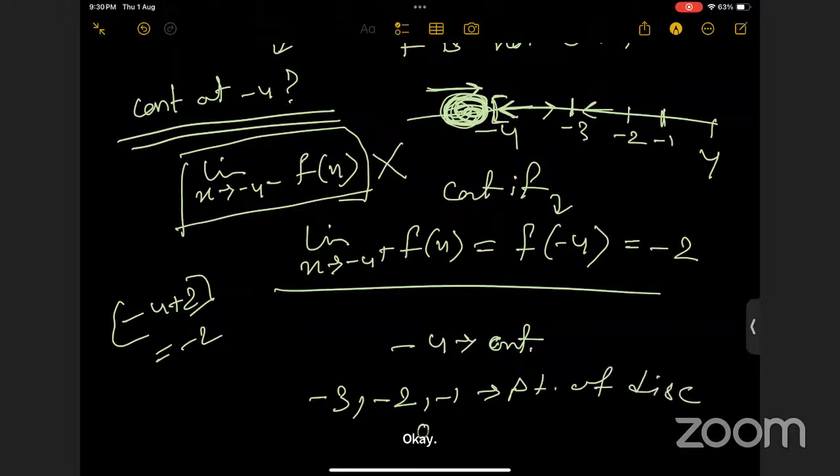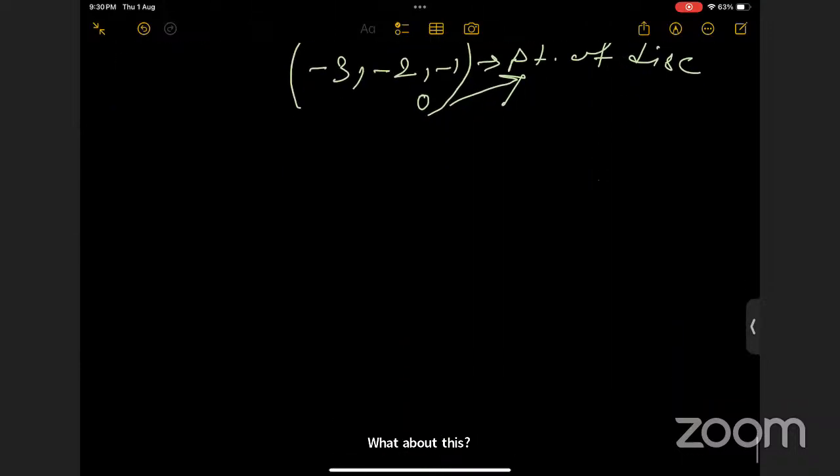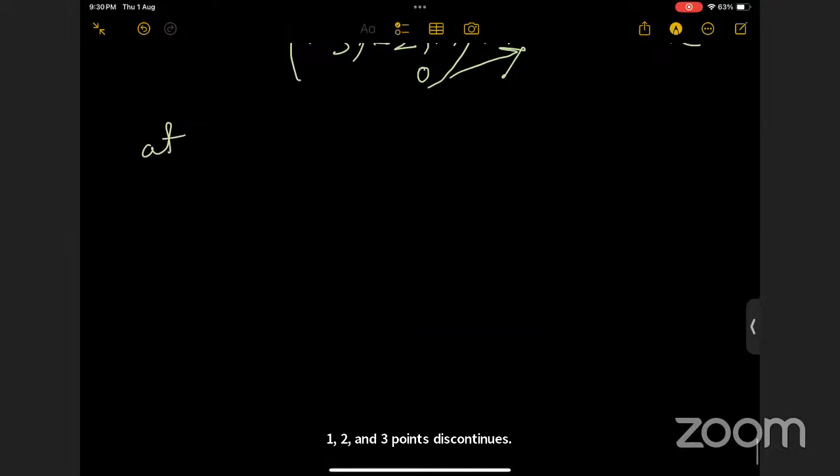Now we already have 0 as again a point of discontinuity, right? So we got 4 points of discontinuity. Now what about this portion from 0 to 4? What about 1, 2, and 3? The points 1, 2, and 3 are discontinuous. At x equals 1, whether the function is continuous or not: not continuous. Why? Because the fractional part is discontinuous in the graph.